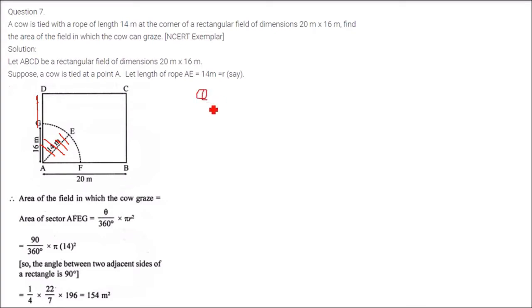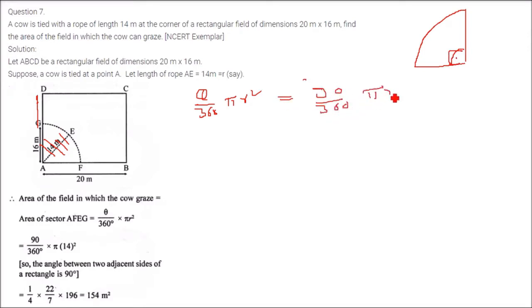So this is 14. So we know that the area of a sector is what? See, I'll just tell you that the area of a quadrant will be what? Because we are going to use it in all the questions coming after this. Area of a quadrant is theta by 360 into pi r square. But theta is 90 degrees here, so it will be 90 by 360 into pi r square. This 90 by 360 is 1 by 4. So whenever we take a quadrant, I'll just write 1 by 4.